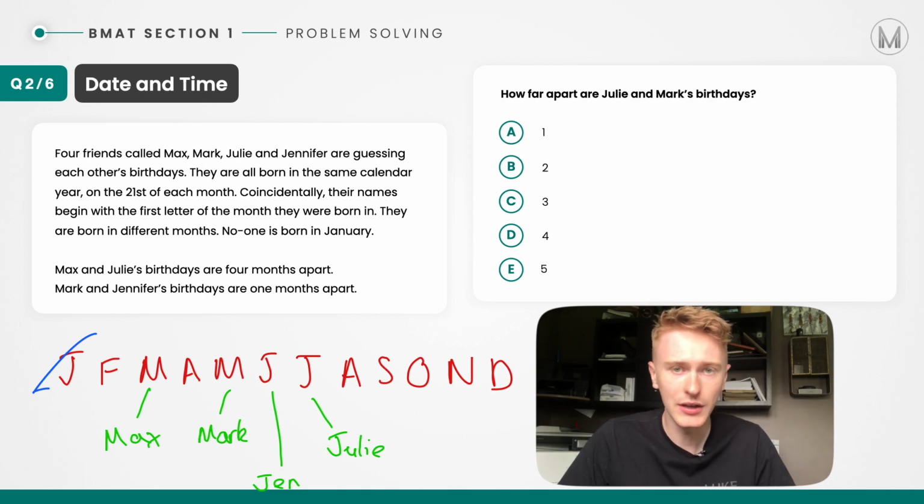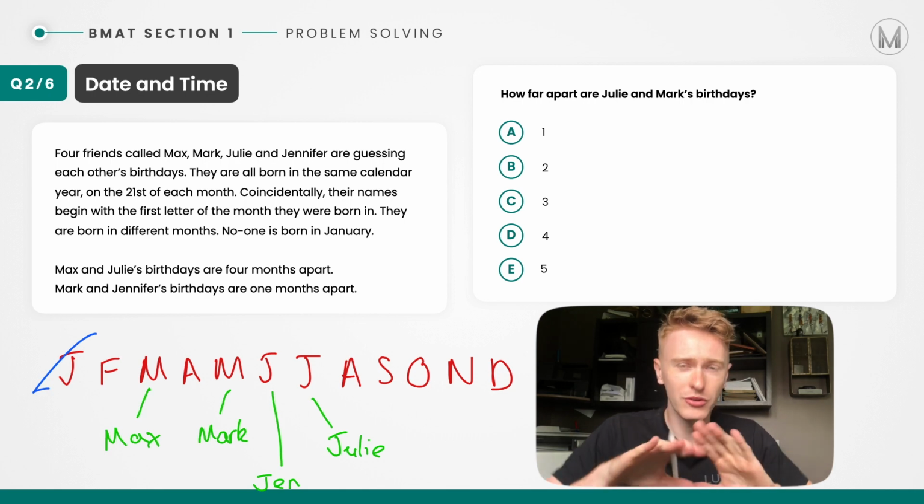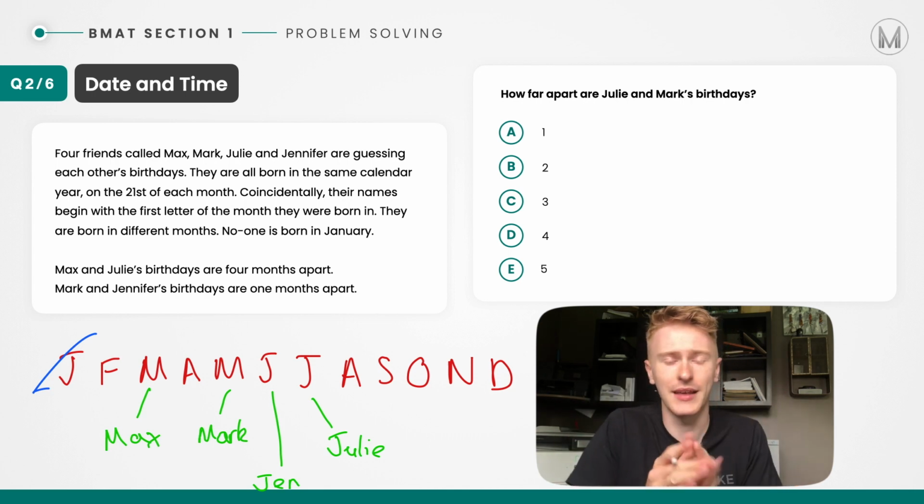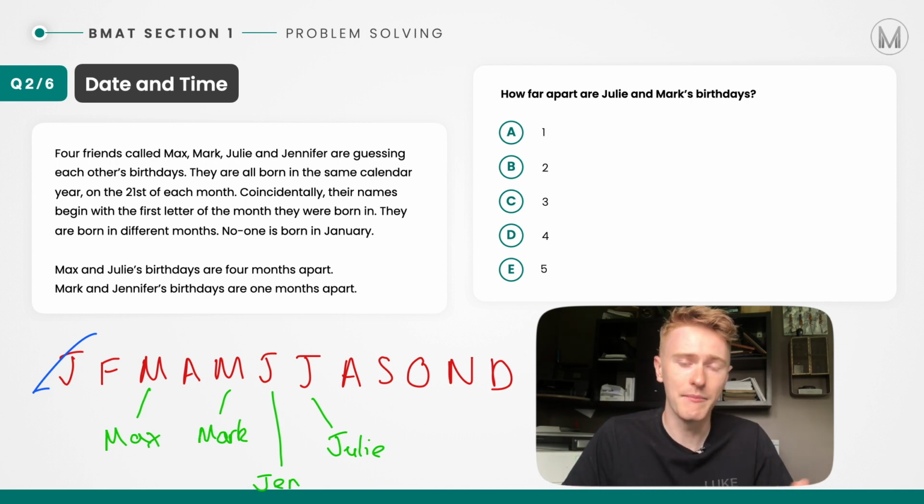With Max and Julie, we know that they're 4 months apart, so we're trying to increase the spread as much as possible. So it makes sense to pick March and July. Likewise, with Mark and Jen, we're trying to minimize that distance, so it makes sense to pick May and June. Now we can answer the question, how far apart are Mark and Julie's birthdays? Well, in this case, you can see Mark is over here in May and Julie is in July. That means that they're 2 months apart. So the correct answer here is B.